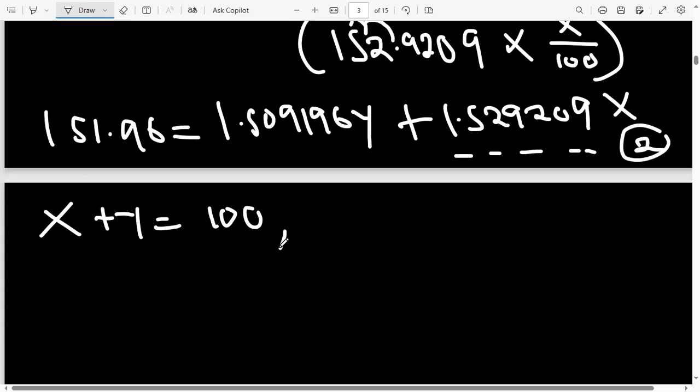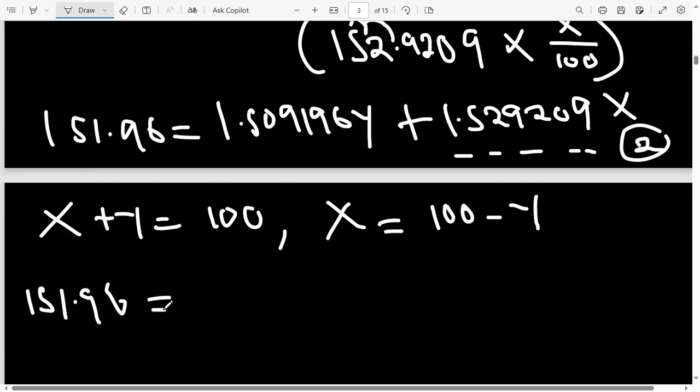Okay, so which one can we make? Let's say X is equal to 100 minus Y. So that will be our value of X. Wherever there's X here, we are going to put 100 minus Y.